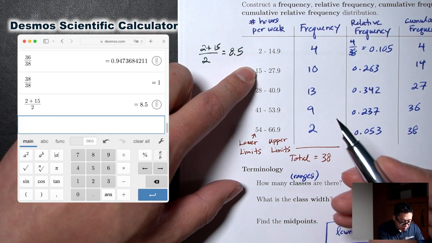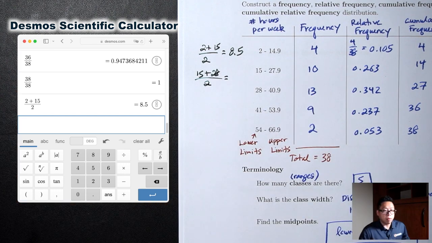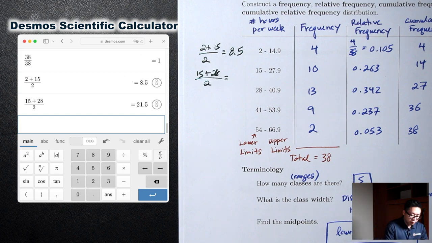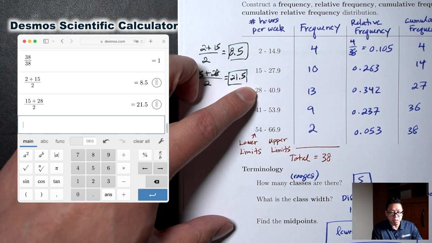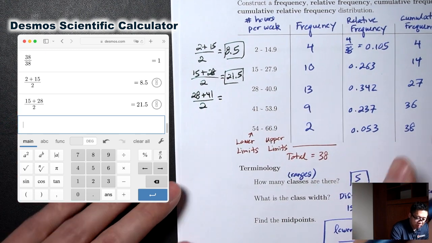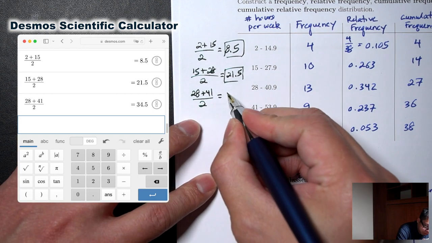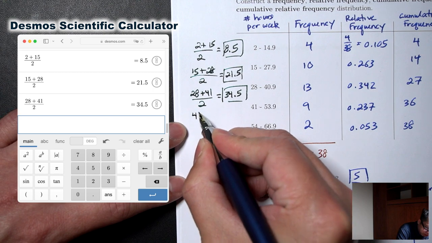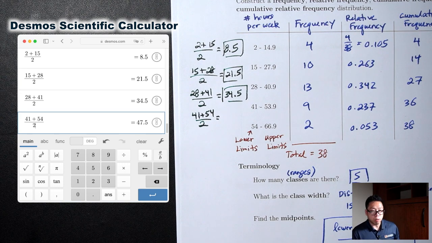The next midpoint is going to be 15 plus 28 divided by 2. So 15 plus the next lower, which is 28, divided by 2. All right, on my calculator, fraction up top, 15 plus 28, on the bottom, 2. 21.5. Next one, 28 plus the next lower, 41 divided by 2. So 28 plus 41 over 2. Okay, fraction up top, 28 plus 41 over 2. 34.5. Next one, 41 plus 54 divided by 2. Fraction, 41 plus 54 on top, 2 on the bottom, 47.5.